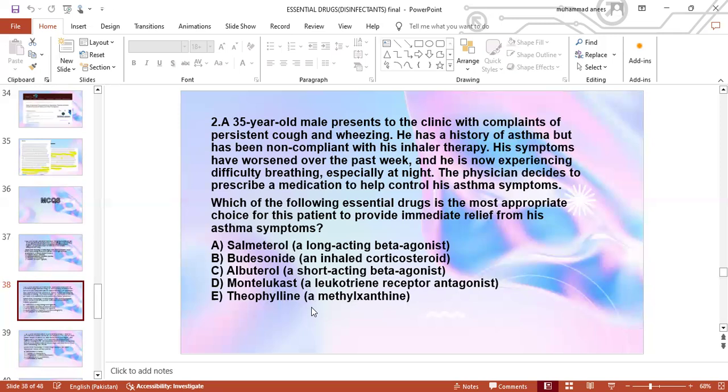C. Yes, C, albuterol, a short-acting beta agonist, is the correct answer.